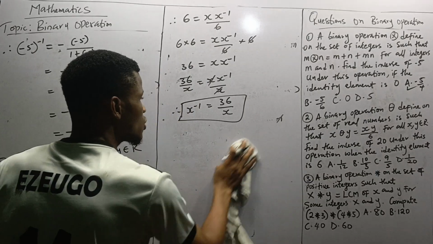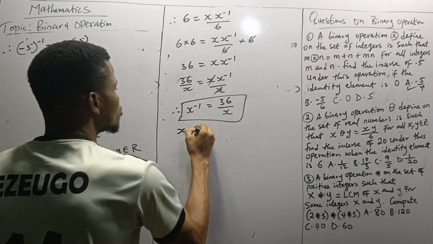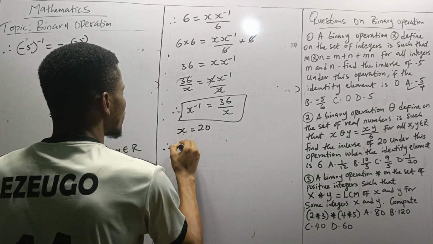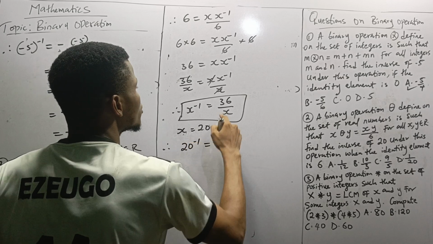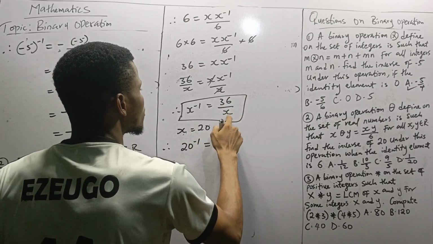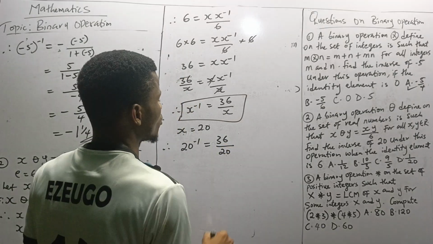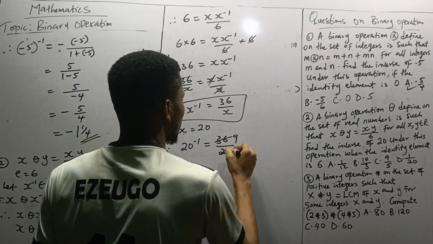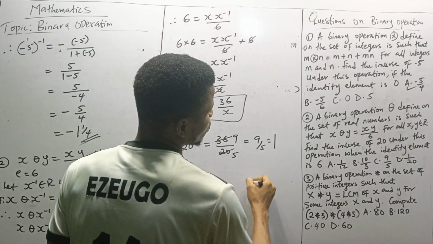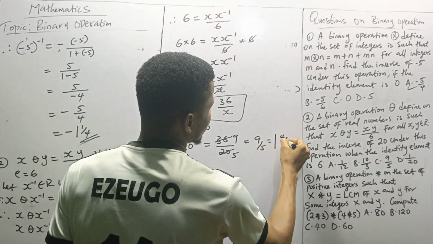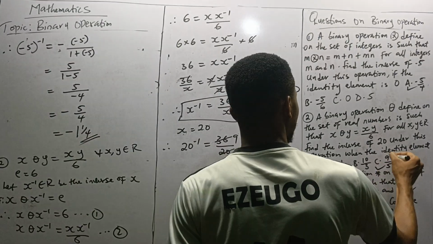All right, so with this we can find the inverse of 20. Right here our x is 20. So therefore the inverse of 20 is going to be 36 over 20. So what is common? Of course, 4 is common. 4 into 36 is 9, 4 into 20 is 5. So it's going to be 9 over 5, or one whole number 4 over 5, or 9 over 5. So our answer here is C.